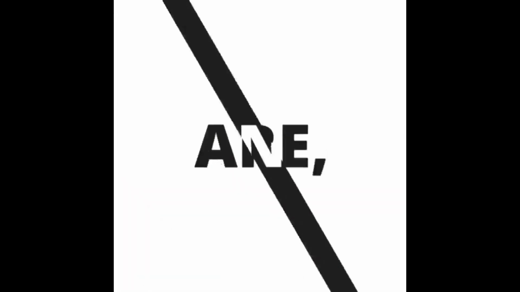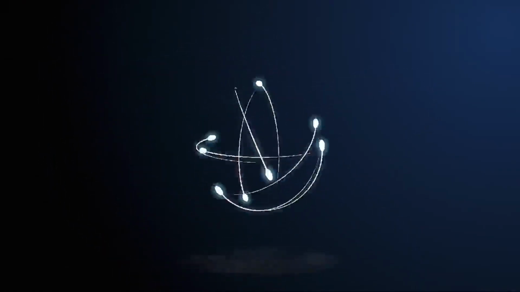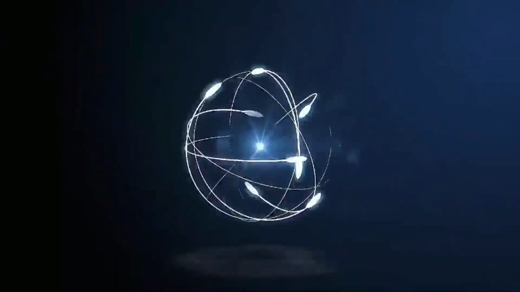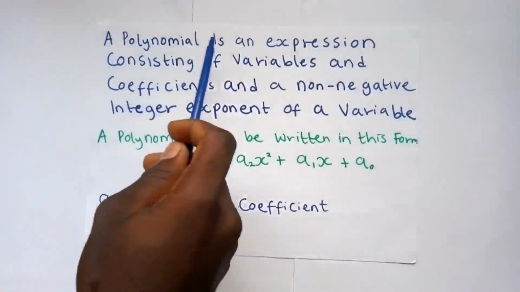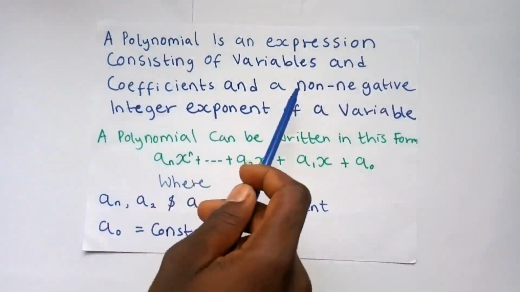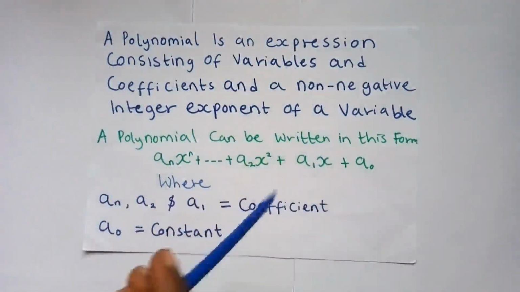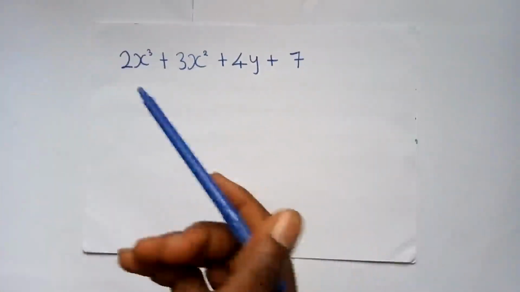In this video, you will learn what polynomials are and how to add and subtract polynomials. In mathematics, a polynomial is an expression consisting of variables and coefficients and a non-negative integer exponent of a variable. Let's leave this definition. Look at this expression.